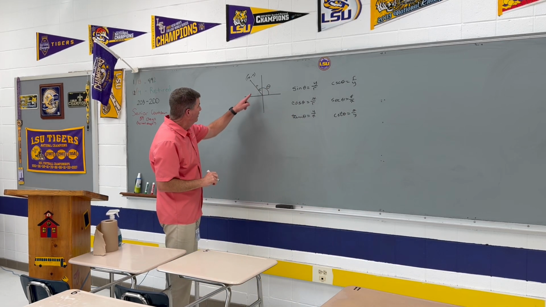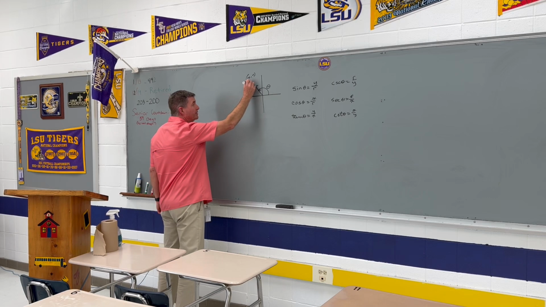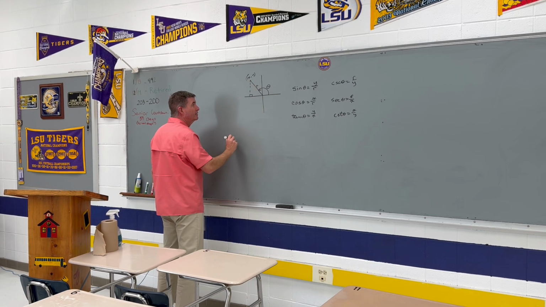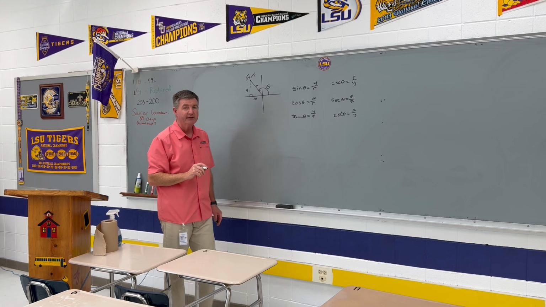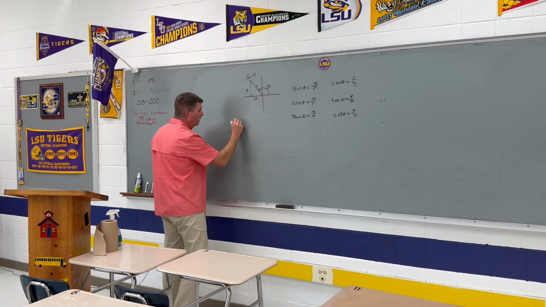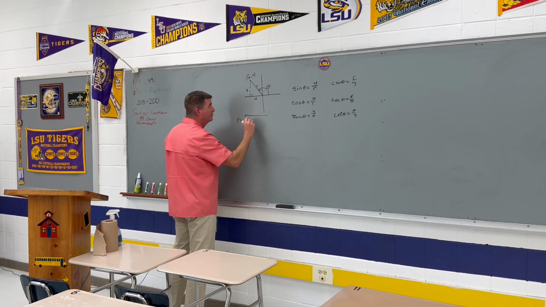Now to find r, we'll pretend like this is a right triangle. We would have our x, we would have our y, so we would use the Pythagorean theorem, where r would be equal to the square root of x squared plus y squared.